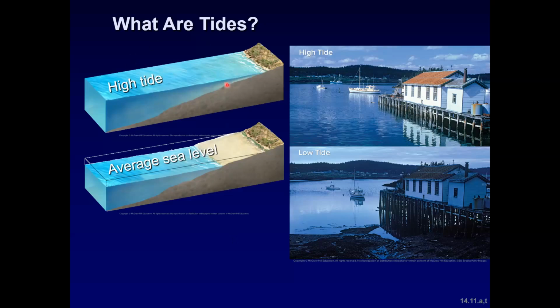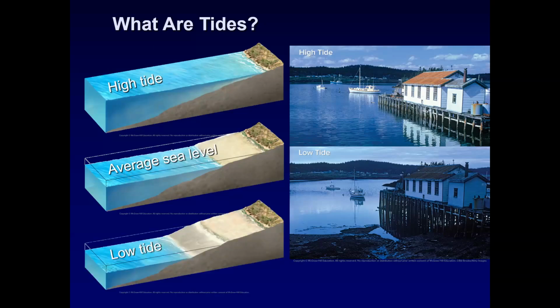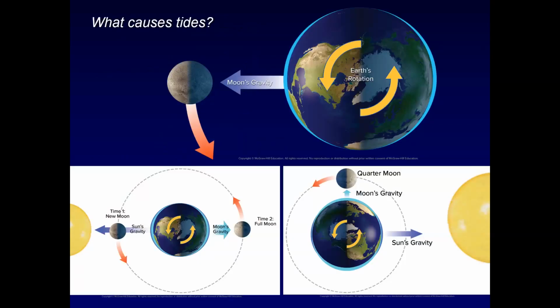Okay, so you have high tide here versus average sea level. High tide floods more shoreline. Low tide exposes more land. And the water level doesn't just stop at the average sea level. It's always moving, right? What causes tides?